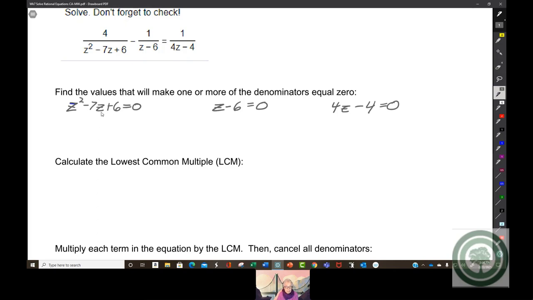So, all right, we factor. Well, let's see. We want two factors of 6 that will add up to negative 7. If I factor 6 into negative 1 times negative 6, then if I add those together, I get negative 7. So I'll put a minus 1 here and a minus 6 here. And then I set each of these factors equal to 0.